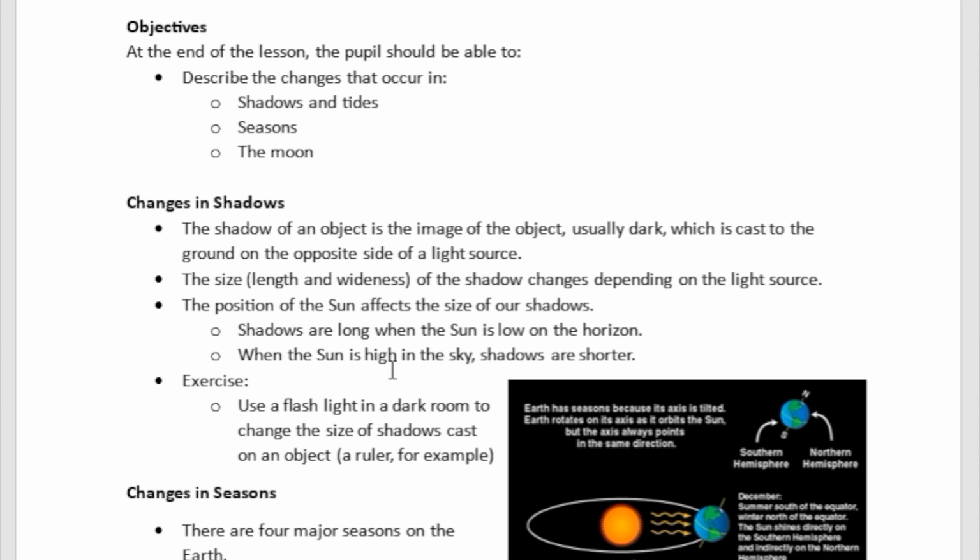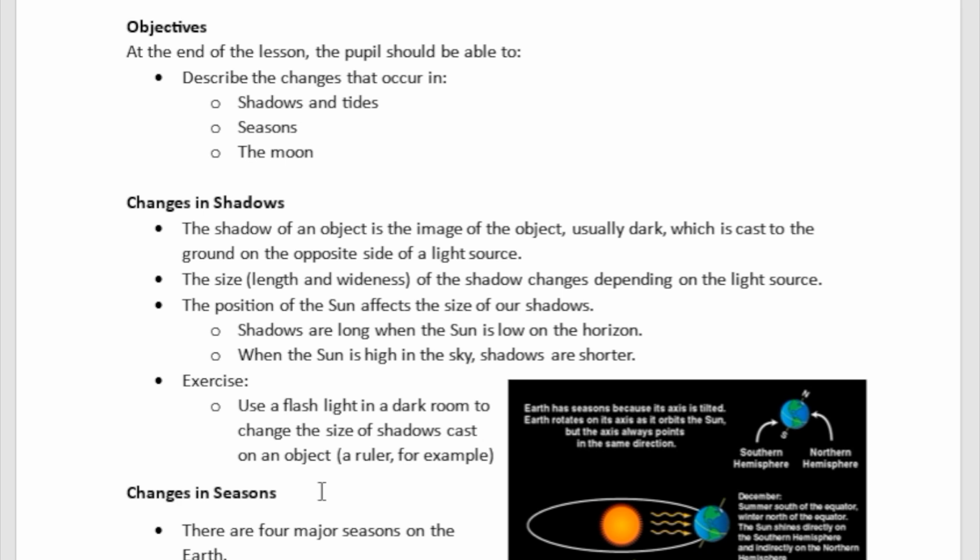And you can use this exercise to prove that point. Get a flashlight in a dark room to change the size of shadows cast on an object. A ruler, for example. Move the light away from the ruler, check the shadow. Move it close to the ruler. Check the shadow. You're going to see the shadow is going to get longer, shorter, wider, thinner.